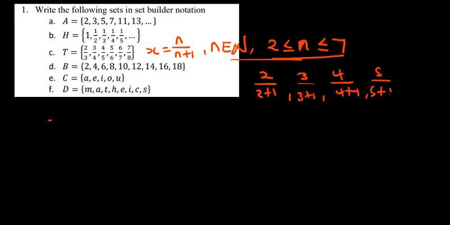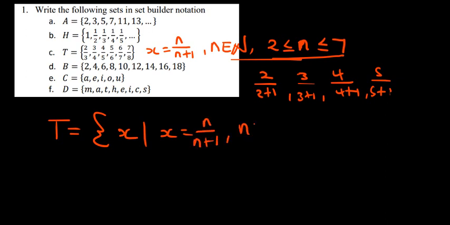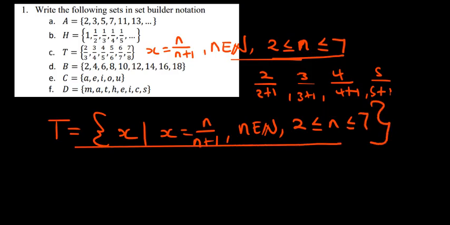Okay, so we are going to say set T is a set of all x's such that x is equal to n over n plus 1, where n is a natural number first of all, and this n is between 2 and 7. So this here is the set builder notation for the third question that we can see there. Okay, so this was C.